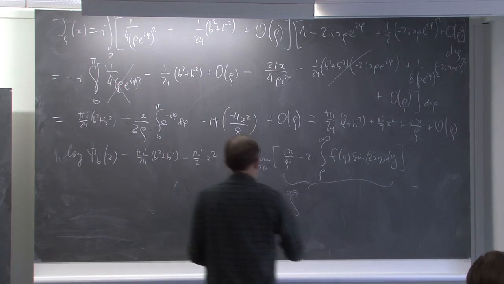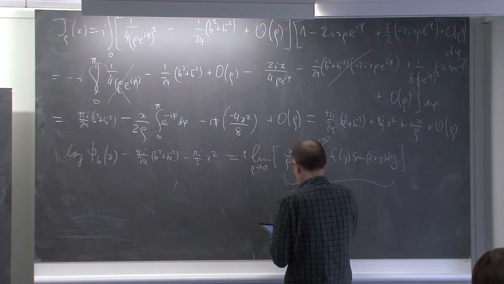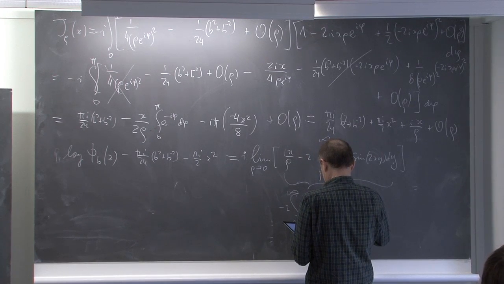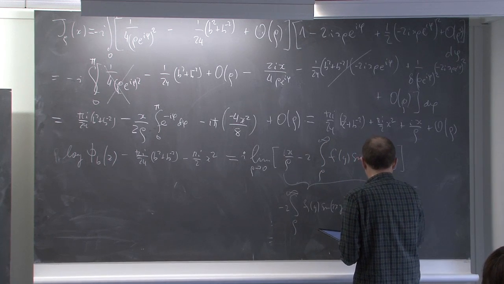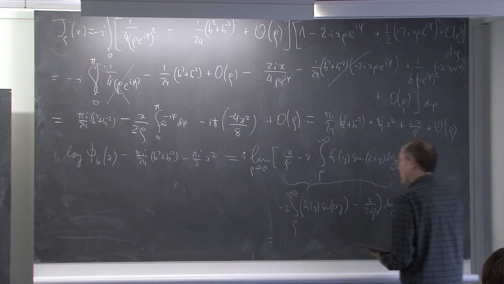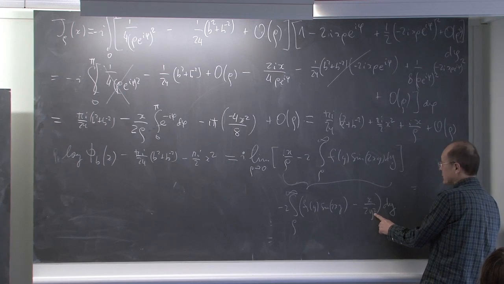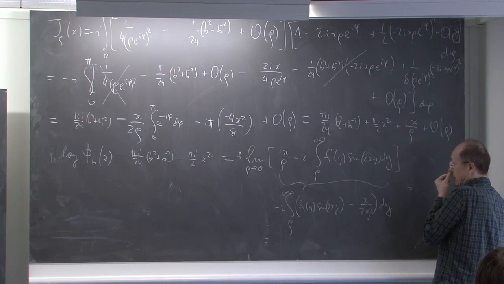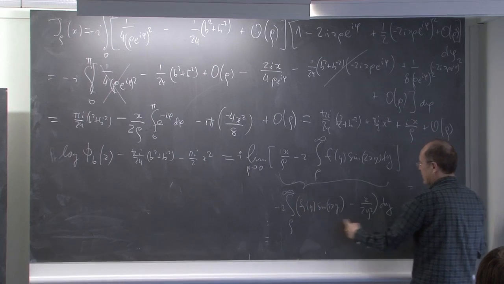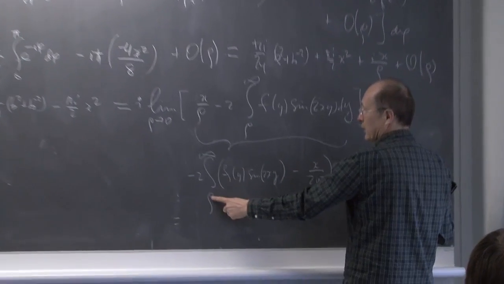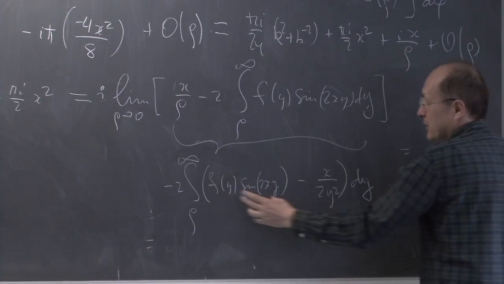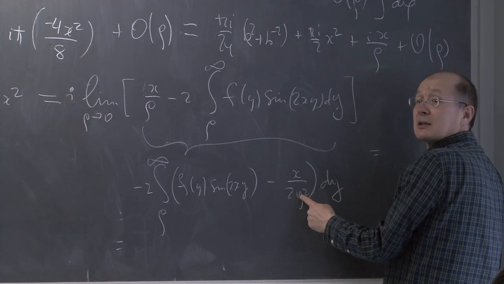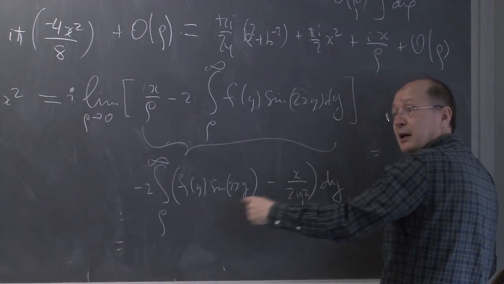This is not very important, but anyway, minus 2 f of y sine of x 2xy, minus x over 2y squared. So if you integrate this inverse y squared over that limit, you will get this term. But now we express everything as a single integral, so we can put rho to 0. So this integral is now convergent, because the divergent behavior at y equals 0 is canceled by this term, and the function at the origin is now regular.